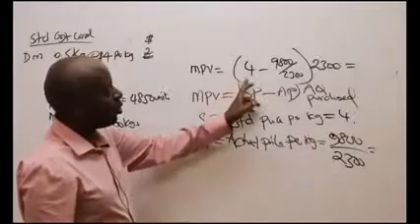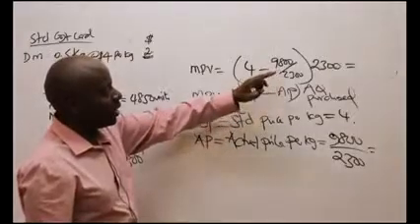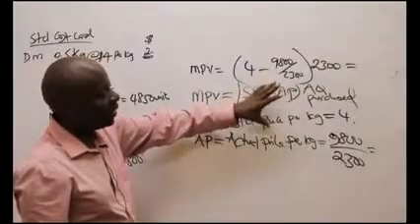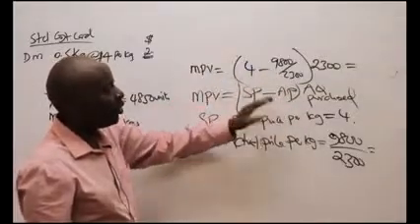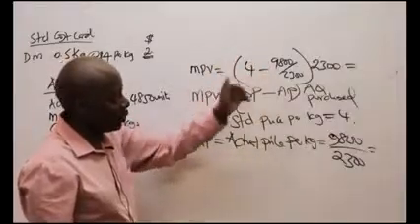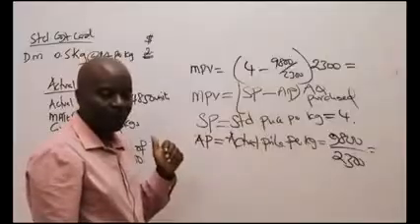You say 4 minus 9,800 divided by 2,300 equals whatever you get there, times 2,300. Or you open bracket, say 4 minus this, divided by that, close, times 2,300. What figure are they getting?